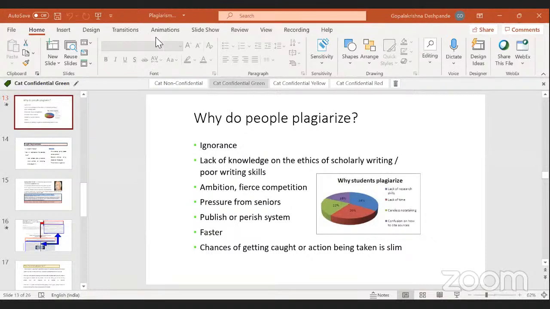Ma'am, the next query is, what is the difference between referencing and citing? References are, citing means, one minute.